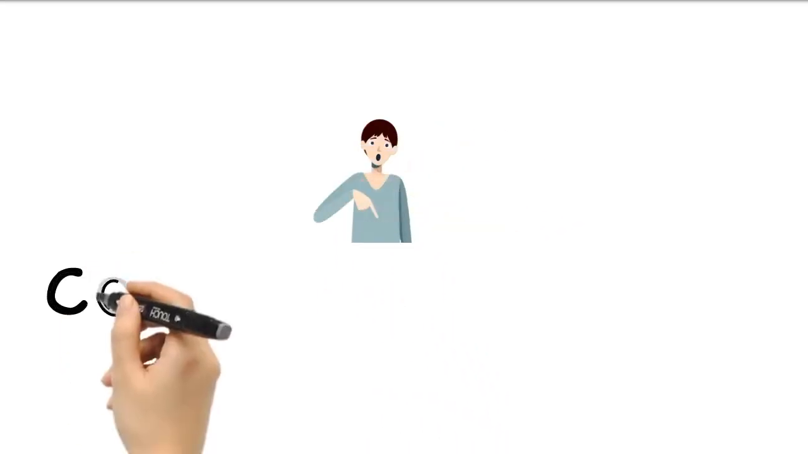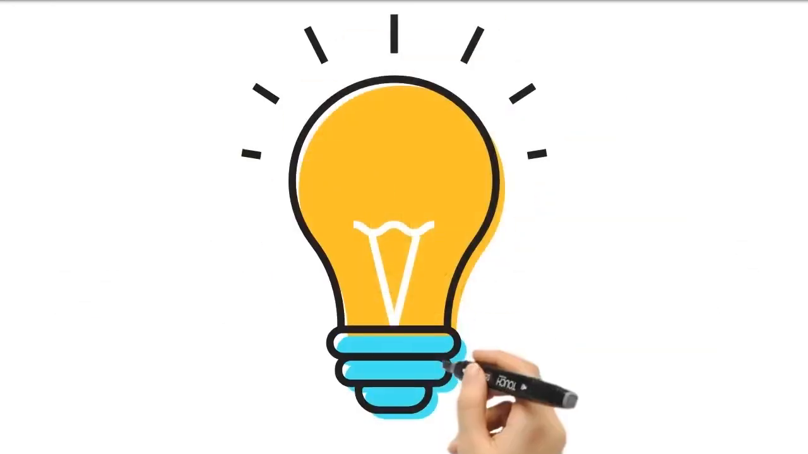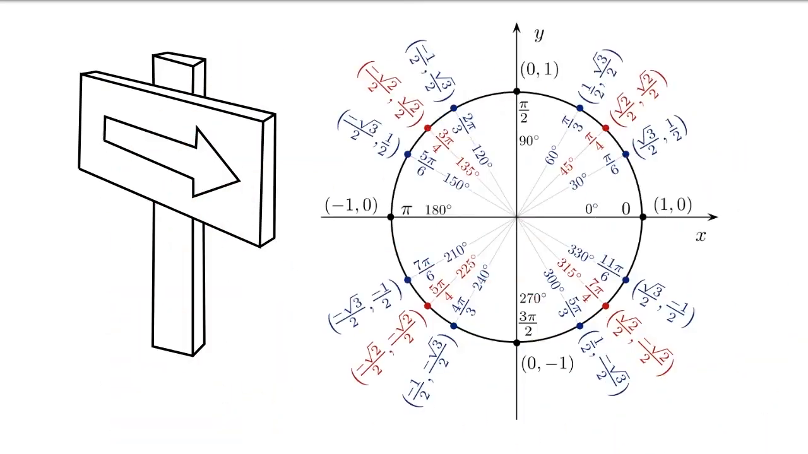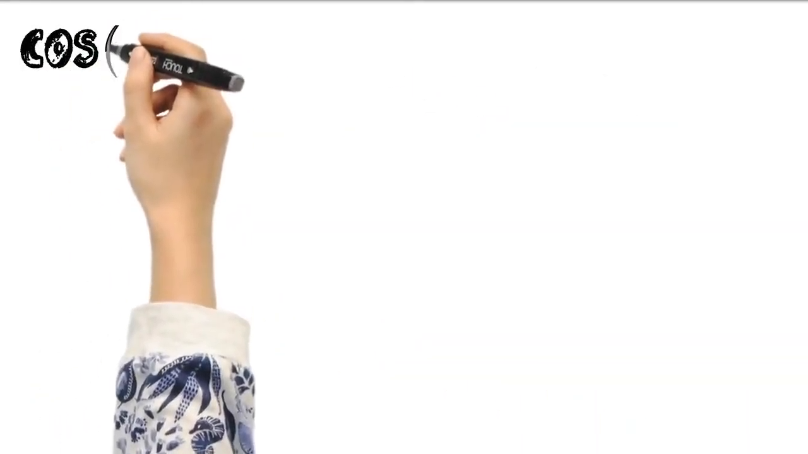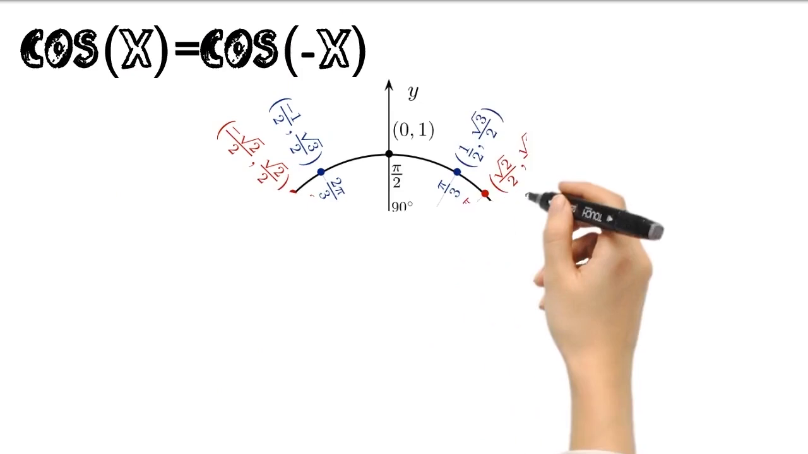Let's explore why the cosine of x is equal to cosine of negative x. How should we approach this? A way that's somewhat visual is to use the unit circle. Where do we find evidence for the claim that cosine of x equals cosine of negative x in the unit circle?